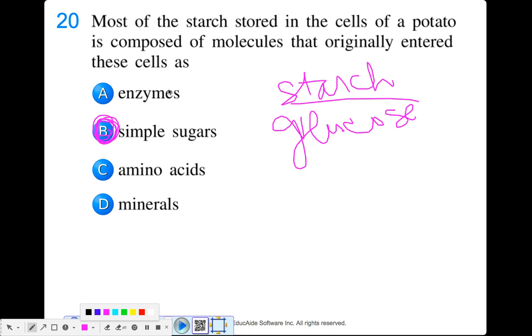Enzyme, you see the word enzyme, you should think protein. See the word amino acids, you should think protein. See the word minerals. It's really not one of our biological molecules, so the correct answer is B.